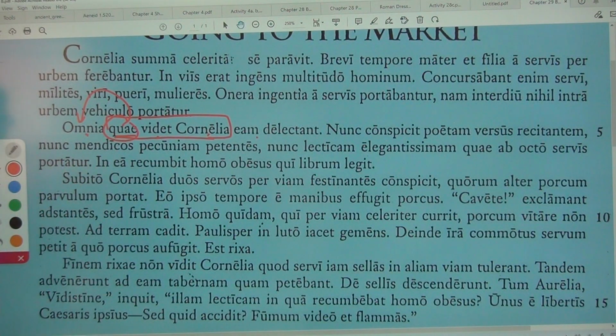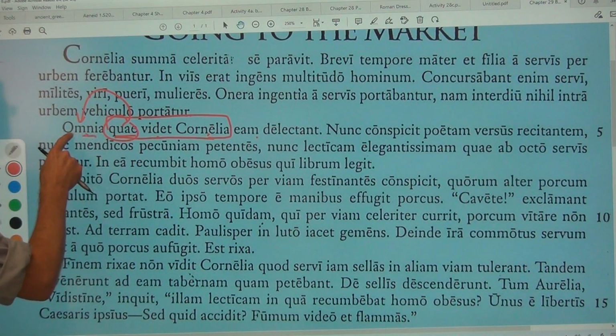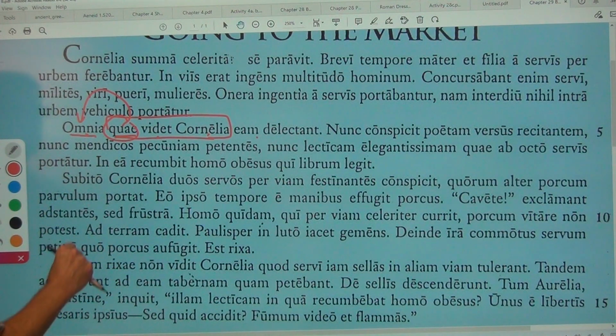And so therefore we know that it is accusative because in its clause it is the direct object, but it is plural because its antecedent is plural, and it is neuter because its antecedent is neuter as well.